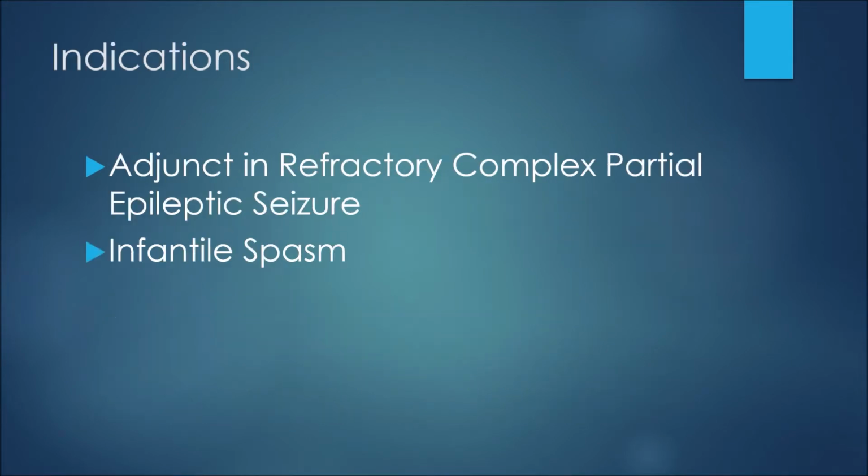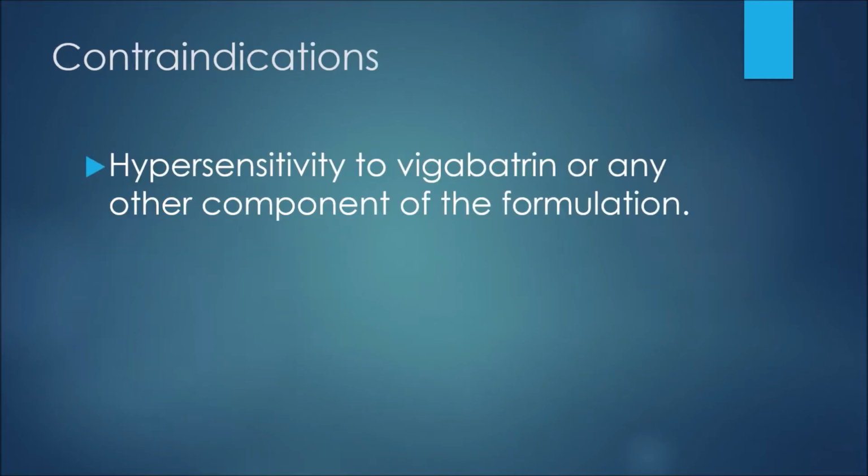In terms of indications or reasons we would prescribe this medication to a patient, well, we would often see this medication used as an adjunct in refractory complex partial epileptic seizures, as well as in the treatment of infantile spasm. With respect to contraindications or reasons we would not be able to prescribe Vigabatrin, well, we wouldn't give this medication to a patient who had a hypersensitivity to Vigabatrin or to any other component of the formulation.